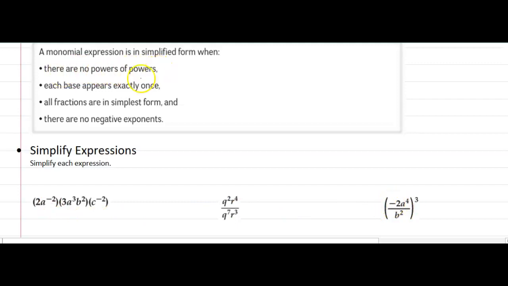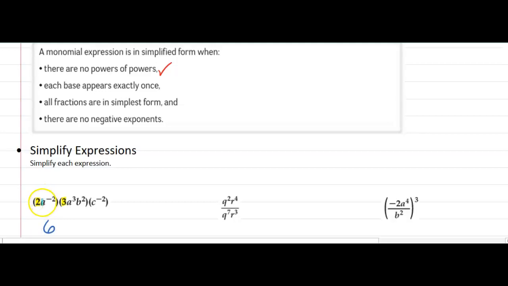There are no powers of powers. Well, in the first problem, there are no powers of powers. Powers of powers would be like what's happening over here in the third example, and we're not over there yet. No powers of powers, check. Each base appears exactly once. Well, I have an A here and an A over here, so it fails. So I know this is not simplified. Let's try to get it simplified. First, I'm going to look at all of these coefficients, and I'm going to multiply them together. 2 times 3 gives me 6.